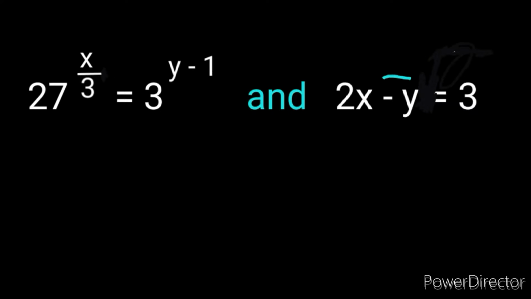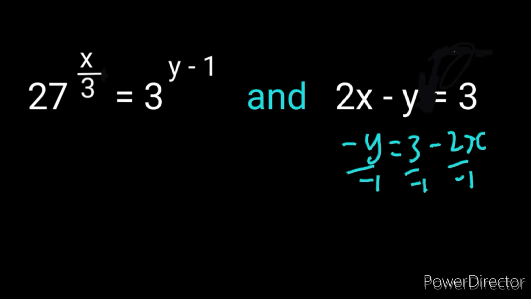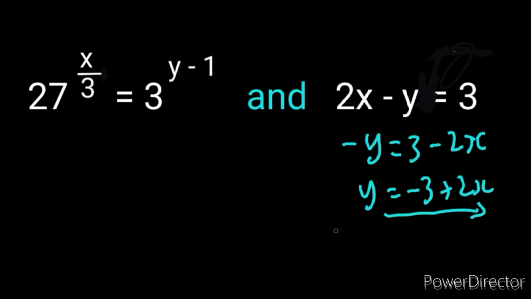If we want to make this the subject of the formula, we're going to end up having -y = 3, and when we take this to the other side of the equation, we'll end up having -2x. So we have to make y the subject of the formula and not -y. We have to divide everything by -1 so that we can make it positive. Then this will give us y = -3 + 2x. So we have made it the subject of the formula.